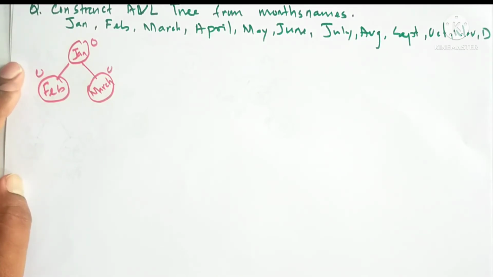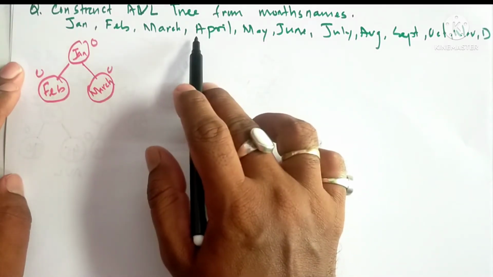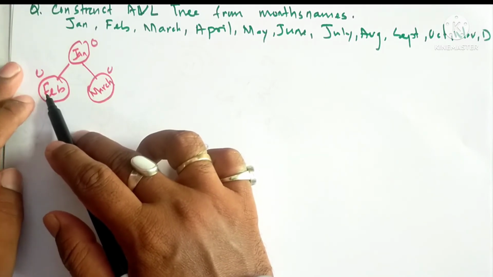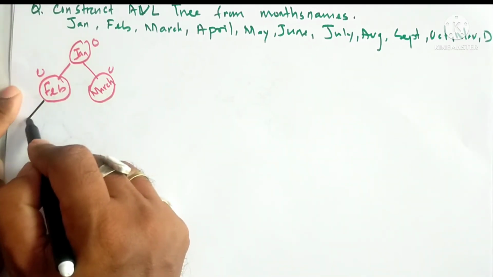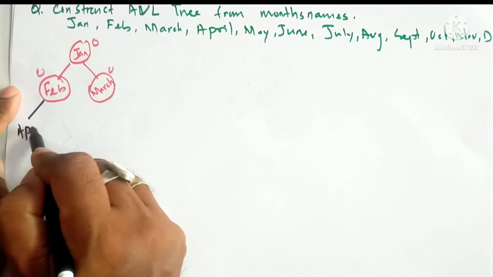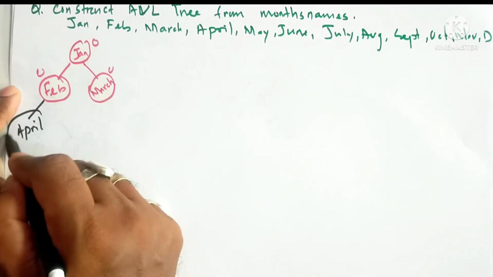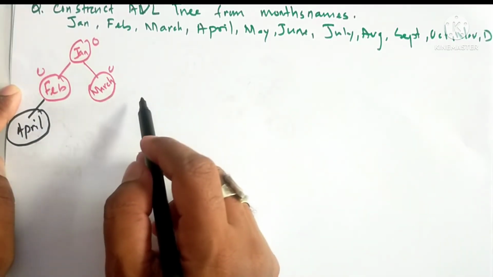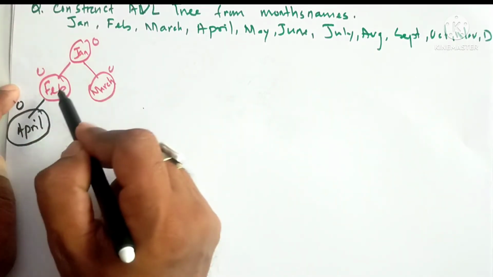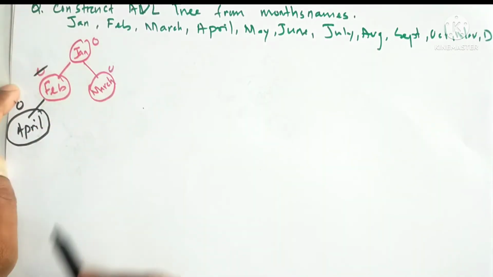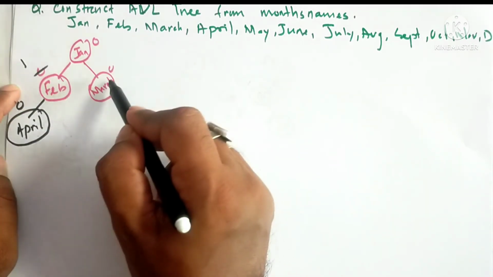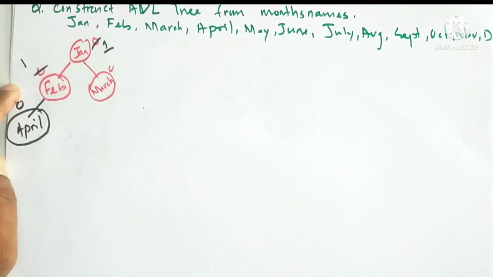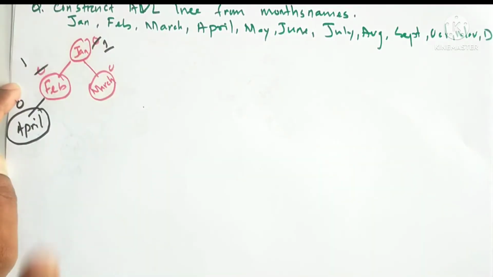Next is April, which begins with A. A is less than J, we go to the left side. A is less than F, we go to the left side. So April is placed on the left side of February. Then find the balance factor. Balance factor of April is 0. This one will be how much? 1 minus 0, 1. This is how much? 2 minus 1, so it becomes 1. So this is the current balance factor of each node. Still it is an AVL tree.